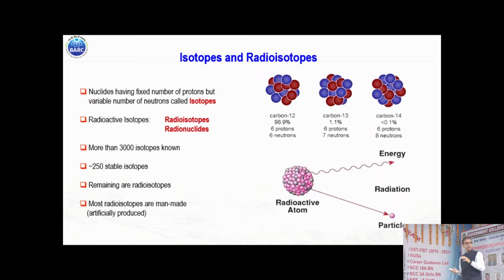And if you look in the literature, you will see there are around 3000 isotopes, out of which only roughly 250 are stable. All the remaining ones are radioisotopes, and the majority of the radioisotopes are man-made, that is, artificially produced. We produce them using reactors, cyclotrons, etc. Tomorrow, when I will be talking about the production of radioisotopes, I will try to cover that.